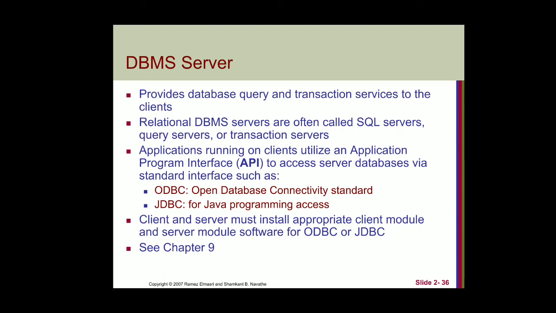API, that is application program interface, is used over here. Whenever a client is requesting something, that has to reach a server. For having a connection, we can make use of an application program interface. If you're using the Java programming language, you can make use of JDBC as an API, or else if you are using other languages, then you can make use of ODBC, that is Open Database Connectivity Standard, for having a connection between your client and the server. Client and server must install the appropriate client module and server module software for ODBC or JDBC connections.